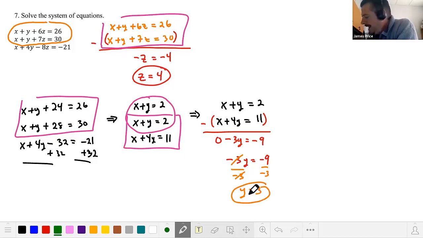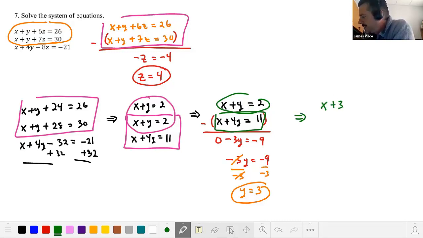Finally, we can take that y and plug back into either of these two equations that we started with, right? So maybe these two equations we started with here. And I probably would choose the top one. So then this implies I'll plug in 3 here. So I get x plus 3 is equal to 2. Then subtract 3 from both sides. And I get x equal to negative 1.